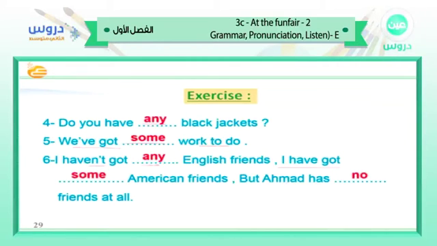But, when we use but, it's a contrast. Don't forget that. Ahmed has no friends at all. To the affirmative sentence, we give negative meaning. I hope you got it.